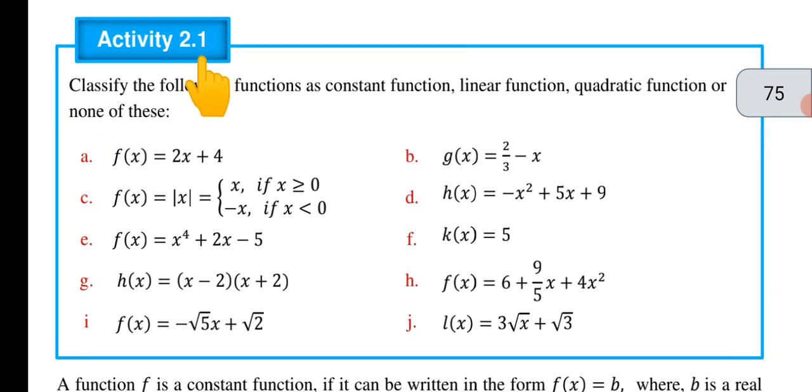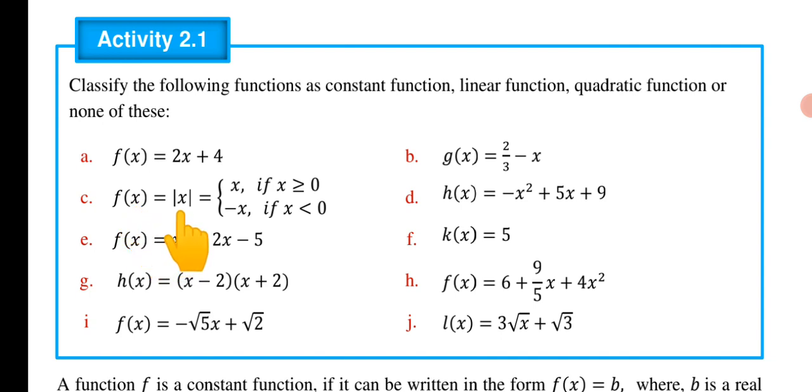Let's observe activity 2.1. Classify the following functions as constant function, linear function, quadratic function, or none of these. When you see a, f of x is equal to 2x plus 4. Look, the exponent of x is 1. Now this one is a linear function. B, g of x is equal to 2 over 3 minus x. Here the exponent is still 1, so it is a linear function.